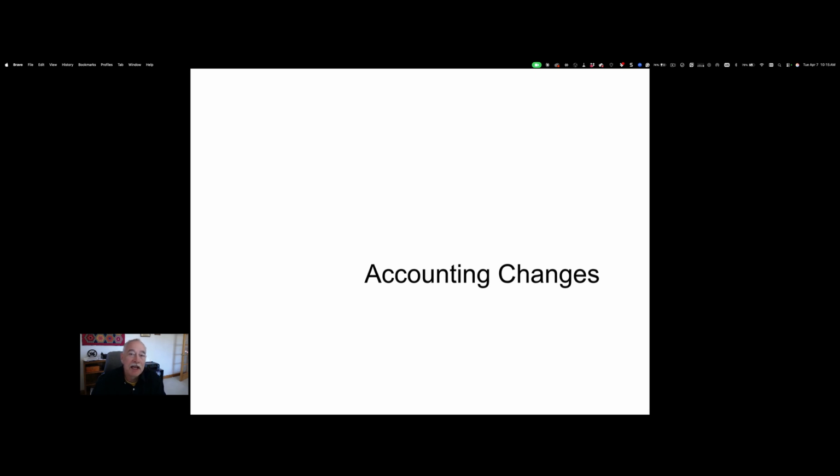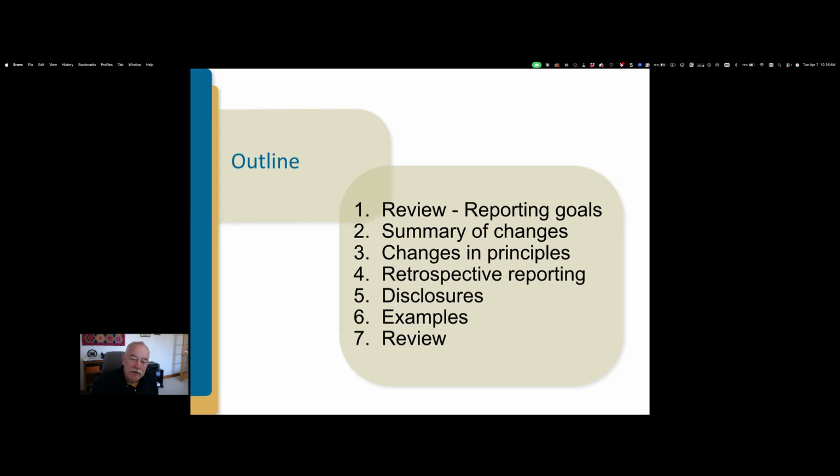Our topic today is accounting changes. This is our outline for the day. What we're going to do is start with a review of the reporting goals, and then we're going to move into a summary of the different types of changes, and then we'll talk about how they are accounted for differently in broad ways.